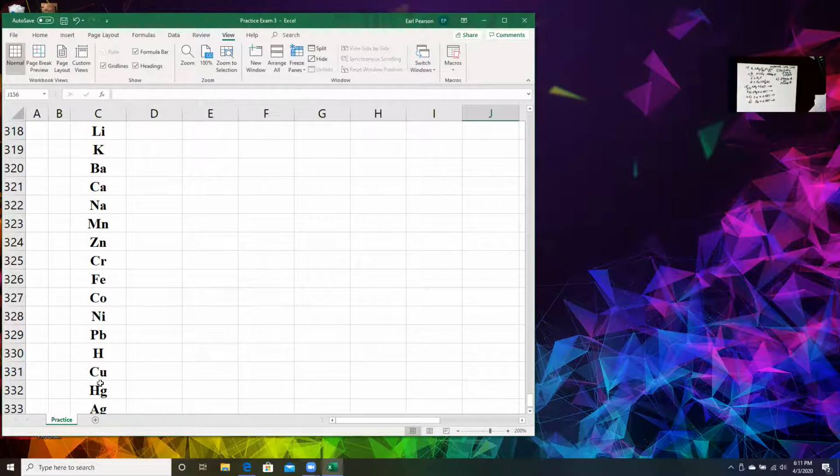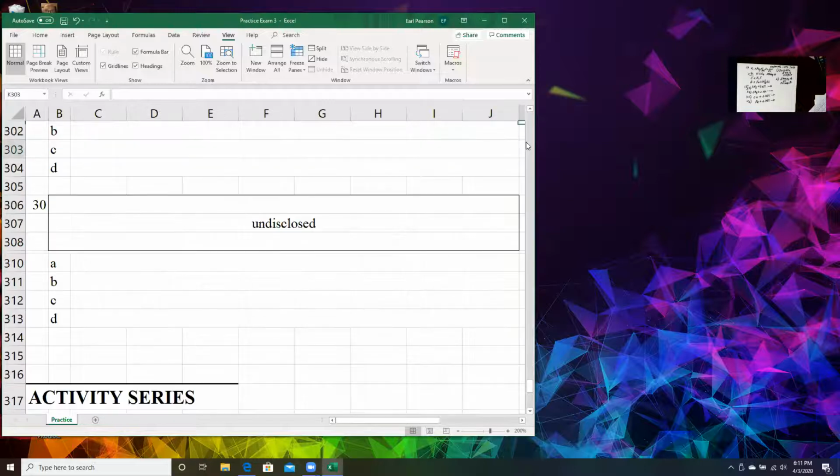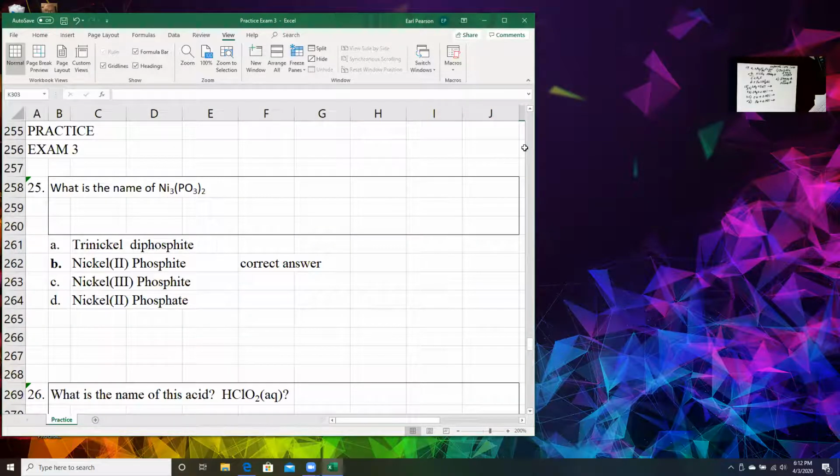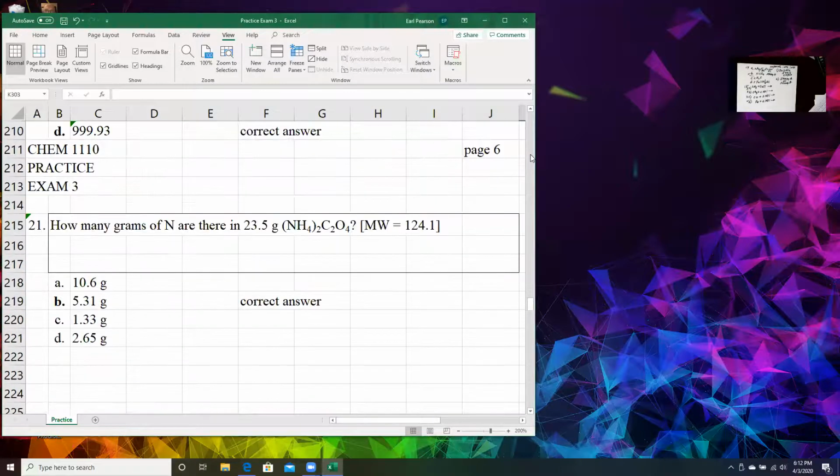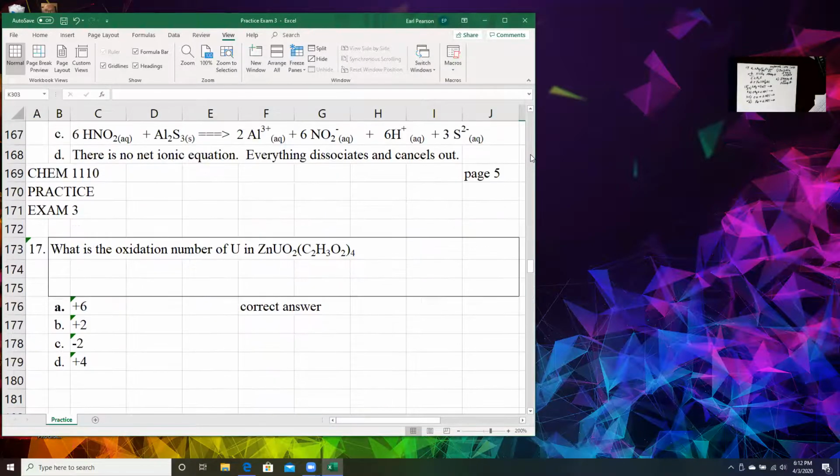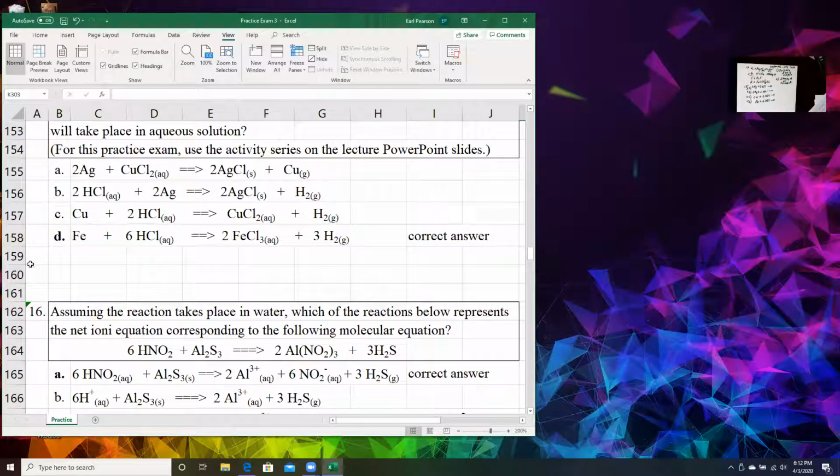The answer now left is iron. Can iron push hydrogen out? Yes, it can. Iron is above hydrogen. So the correct answer to this one is D. And we go back up here and get back to where we were, 15. Okay, so the correct answer is D. That reaction will occur.